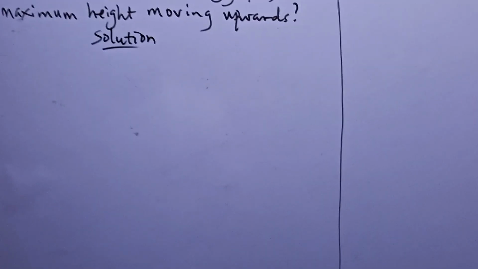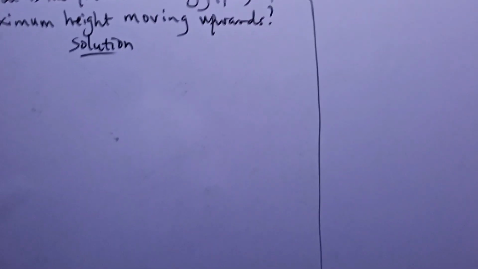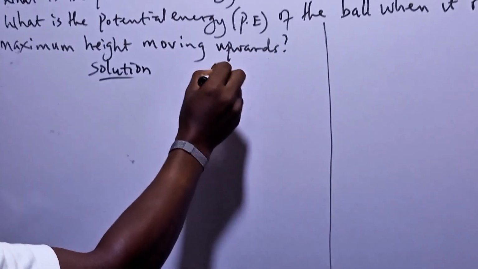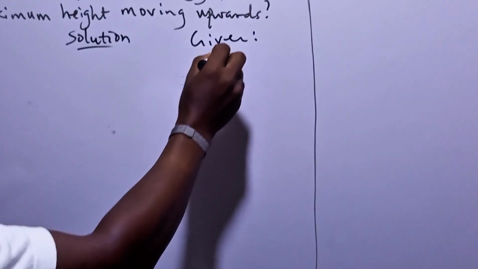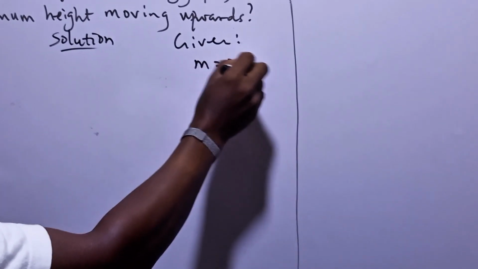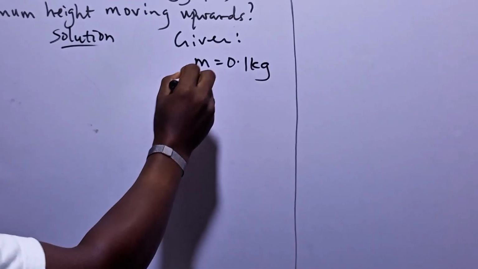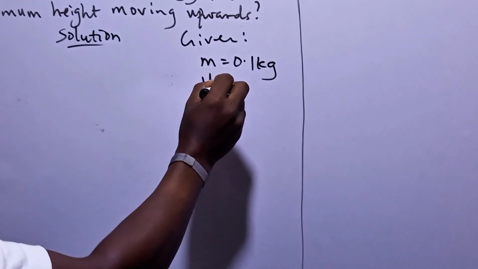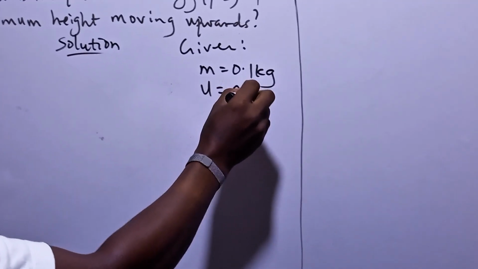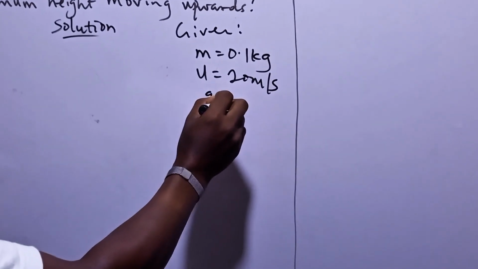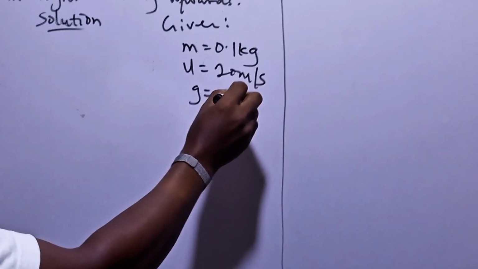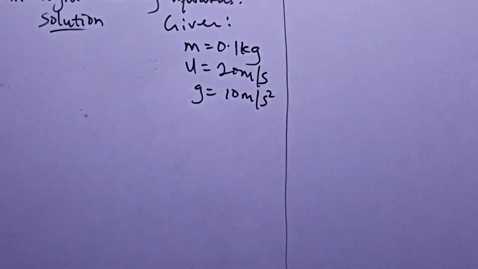Solution. Okay, then let's see what we're given from the question. We have here the mass to be 0.1 kilogram. We have initial velocity u to be 20 meters per second. And we have acceleration due to gravity g to be 10 meters per second squared.